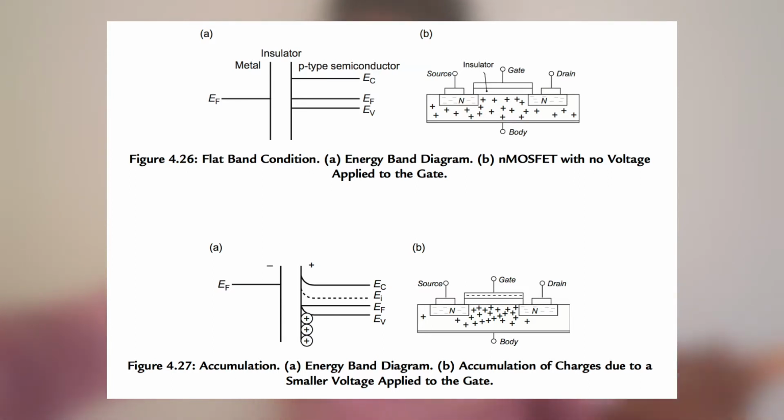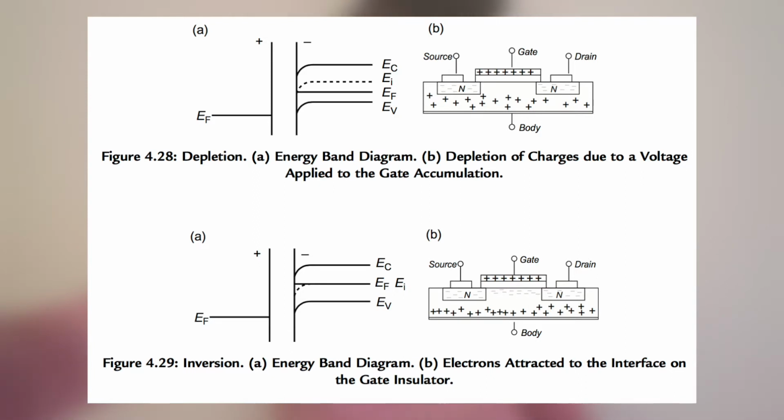In the depletion condition, there is still no current that flows, because the charges are depleted on both sides, in the metal and in the semiconductor. Lastly, in the inversion condition, the electrons in the body are attracted to the surface at the gate insulator, and with this attraction, conduction between the source and the drain is now allowed.